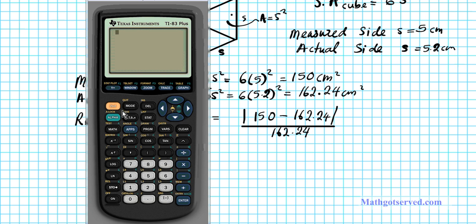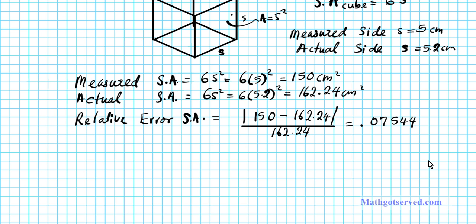All right, so absolute value, you can find that under catalog. Let's go to second function 0, takes you to catalog. ABS is absolute value. Absolute value of 150 minus 162.24, all right, divided by the actual, which is 162.24. Enter. And your answer is 0.07544. Okay, so the relative error is 0.07544. We are asked to round to what decimal place?